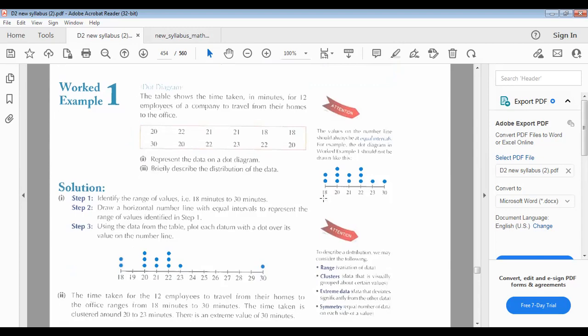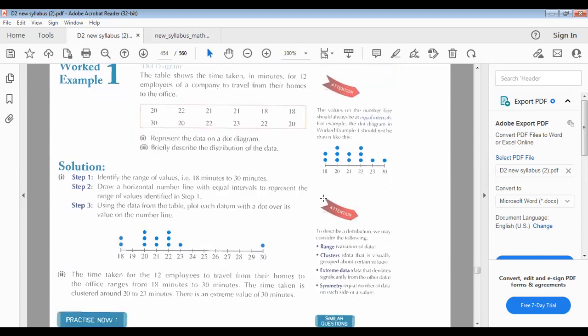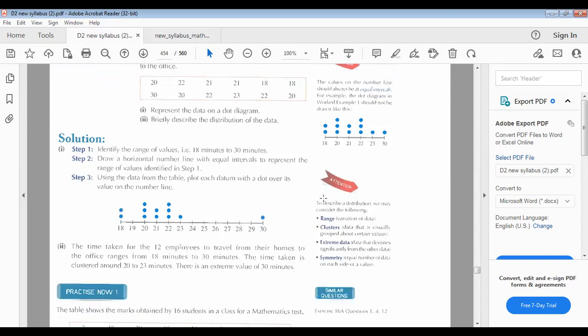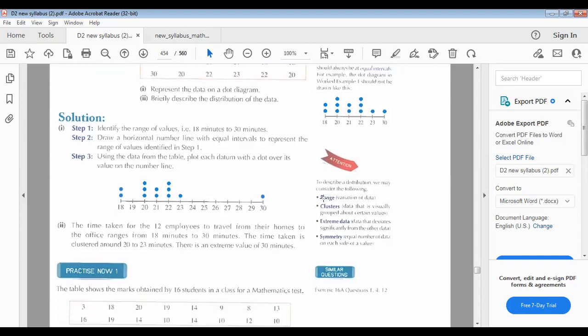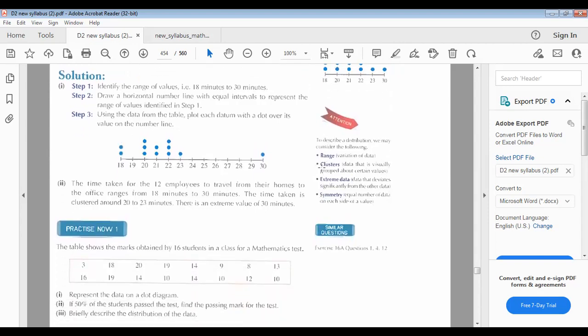The second thing is that there are a few terminologies here that will be used in dot diagrams. Like range, clusters, extreme data, and symmetry.